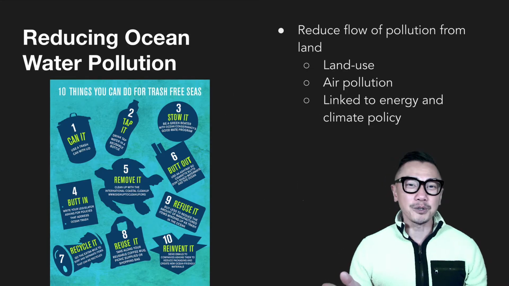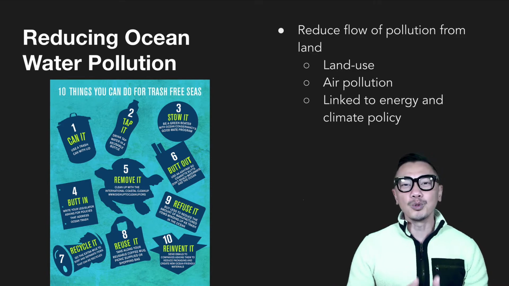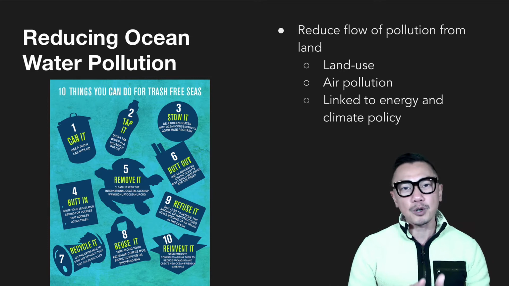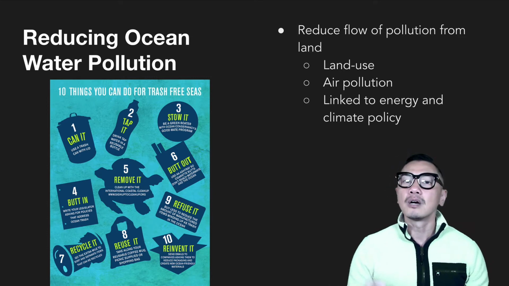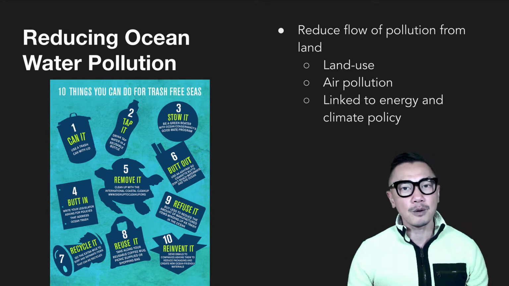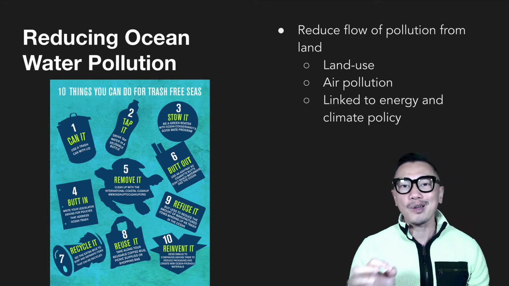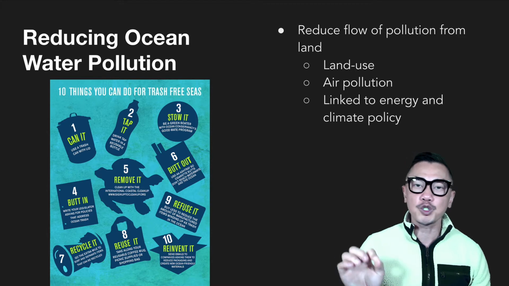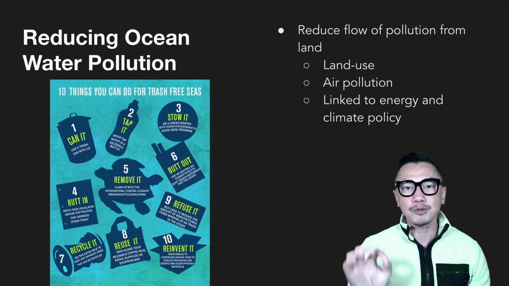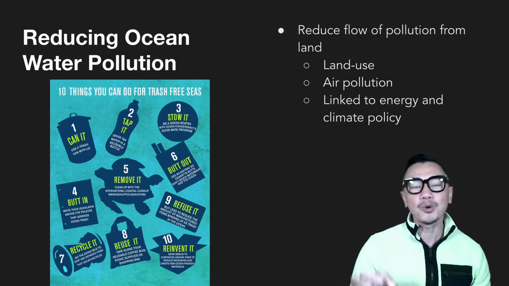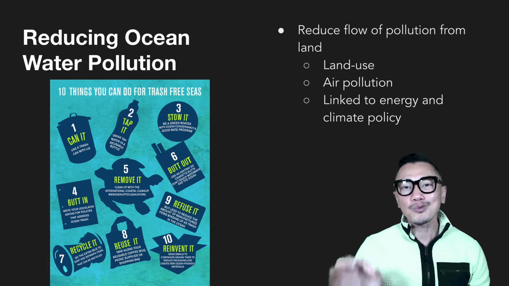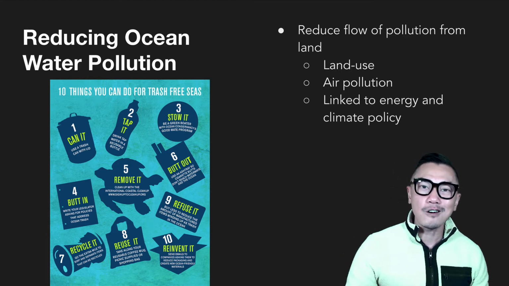In order to reduce ocean water pollution, we'll need to reduce the flow of pollution from land, where most ocean pollution comes from. We'll need to look at the way that we use the land and its impact on the environment. We'll need to reduce air pollution, most of which is generated on land. We'll need to link our efforts to reduce ocean water pollution with energy and climate policy. Overall, we need to reduce our impact on the environment.